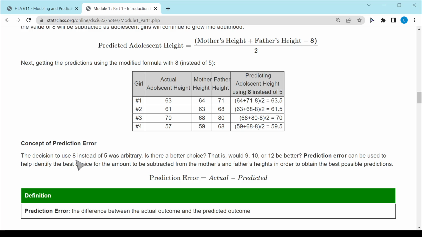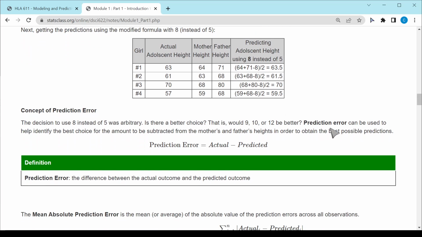So my decision to use 8 instead of 5 was just simply arbitrary. I just tried a different number. And that begs the question, is there a better choice? That is, should I use 9 or 12 or something else here? The concept of prediction error can be used to help identify the best choice for the amount that should be subtracted in order to obtain the best possible predictions.